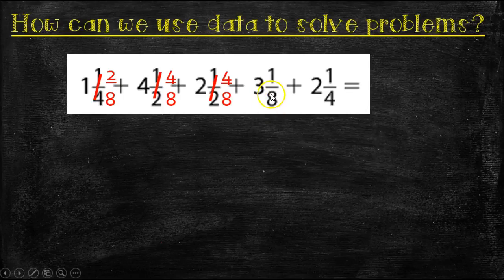No, we don't, because it's already 8s. But we do have to change this one. So 1/4 equals 2/8, and we'll cross out that fraction. So now we need to go through and add.